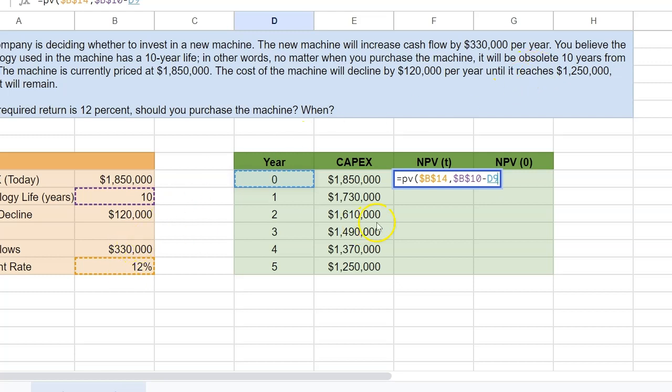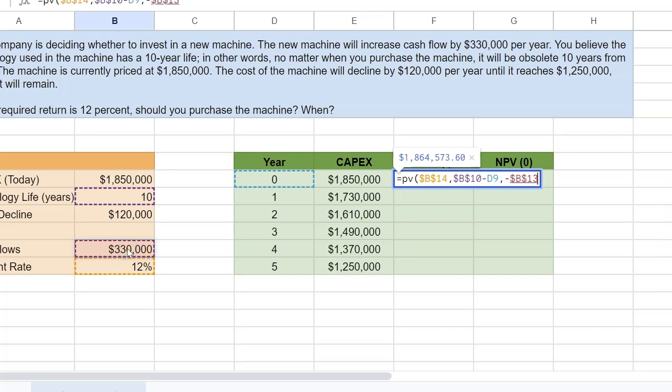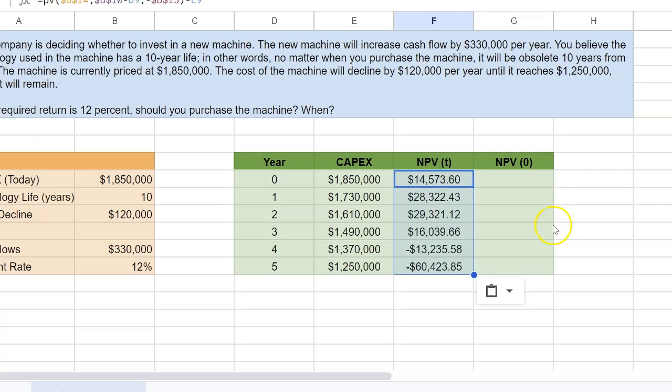which captures the idea that as I delay the investment, I will have one less year to generate these cash flows. After that, I'm going to enter the payment amount, which of course is $330,000. I'm going to enter that as a negative so that my present value comes out as a positive number. And finally, from that, I'm going to subtract the initial investment that is required in this year, which is 1.85. And so if I do this, I get 14,573.60. Now, if I copy this formula and paste it through and through, these are the NPVs.